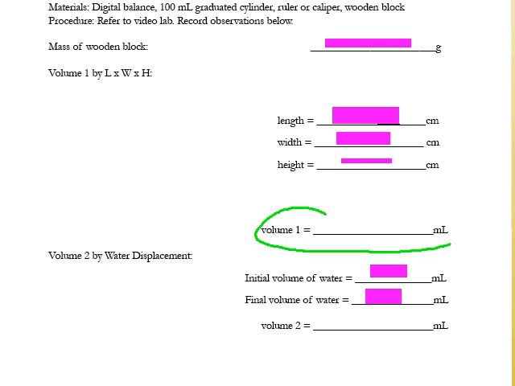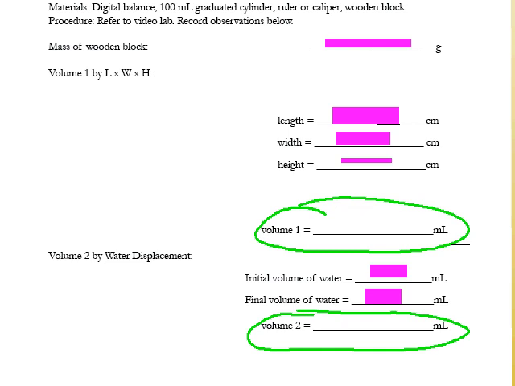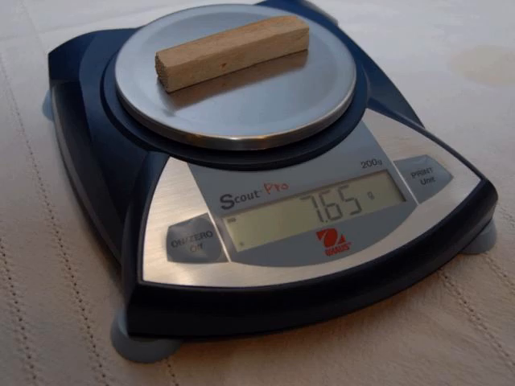Now, of course, volume 1 and volume 2 should be about the same. But if they're not, we can consider that as a source of error in our experiment. Okay, let's go ahead and start by measuring the mass of the wooden block. And if you're doing this at home, you need a wooden block that will fit inside the 100 ml graduated cylinder. And you don't want it any longer than maybe 1/3 of the length of the graduated cylinder. So here's the wooden block I'm using, and it weighs 7.65 grams, so record that.